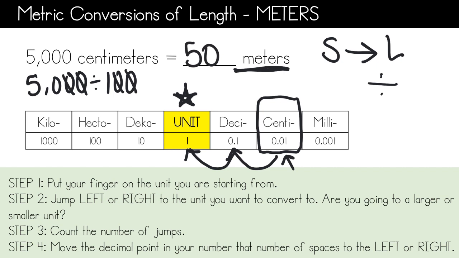And the other way to look at it is with your decimal. If you have 5,000, we know our decimal's at the end. When we divide, our decimal goes to the left, and we're moving over 2 place values. 1, 2. So this is gone, this is gone. So your answer is 50. 50 meters equals 5,000 centimeters.